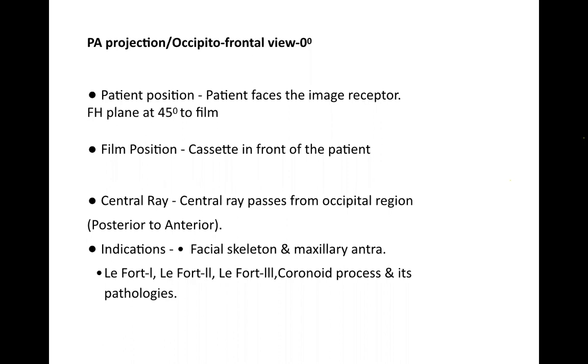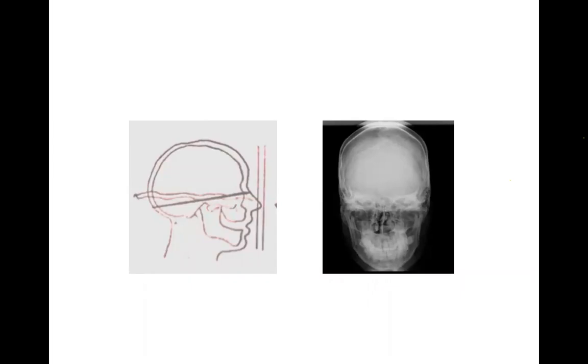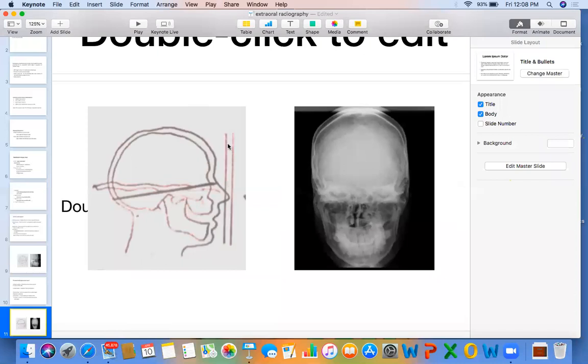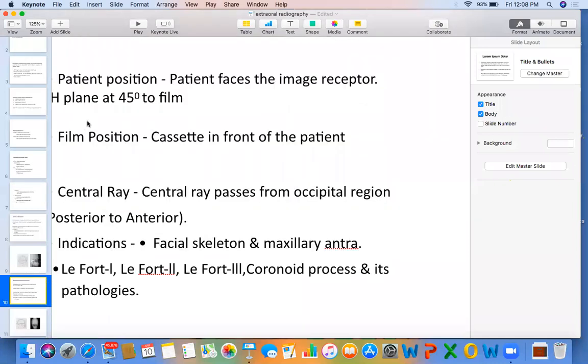For patient position, patient faces the image receptor where FH plane is at 45 degree to film. If you want to see this, we'll switch to this. Now see, patient is facing towards the cassette, right? Whereas your plane is at 45 degree to the baseline, and this is your incident ray. Okay, so now when I say that FH plane is at 45 degree to the film, it means that the indication of that view needs those arrangements.